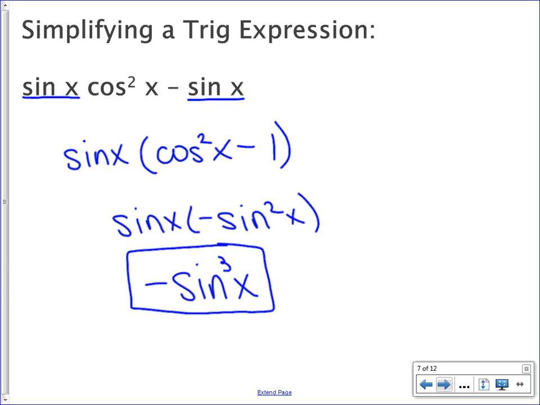How did you get the cube? Because this is sine to the first times sine squared, so you're multiplying. Yeah.